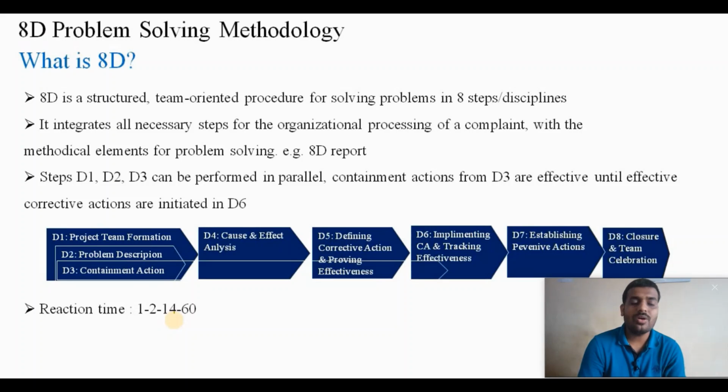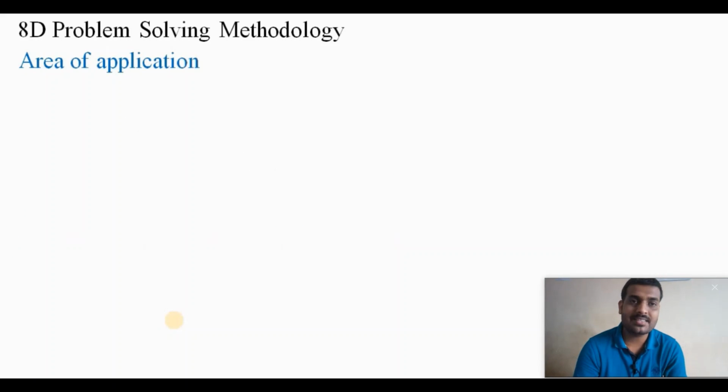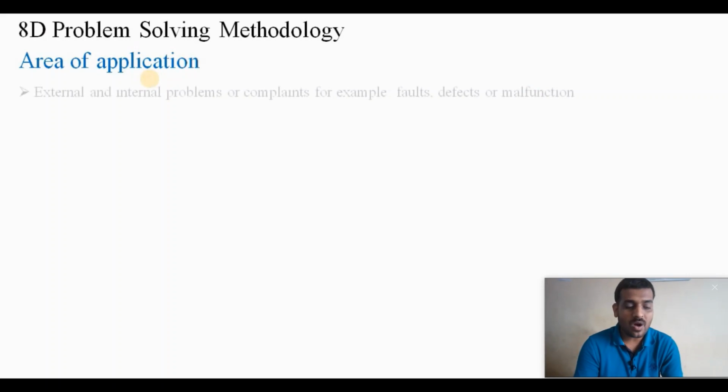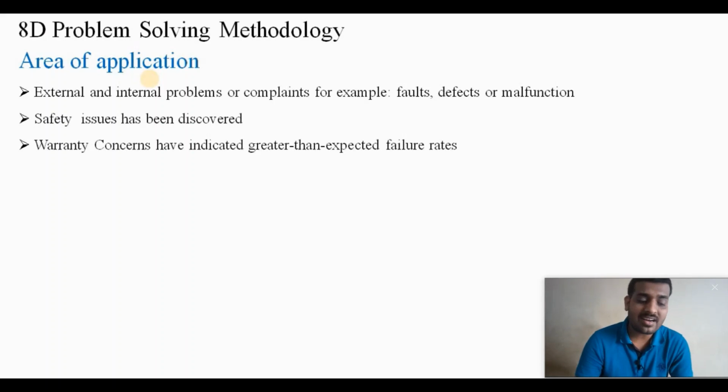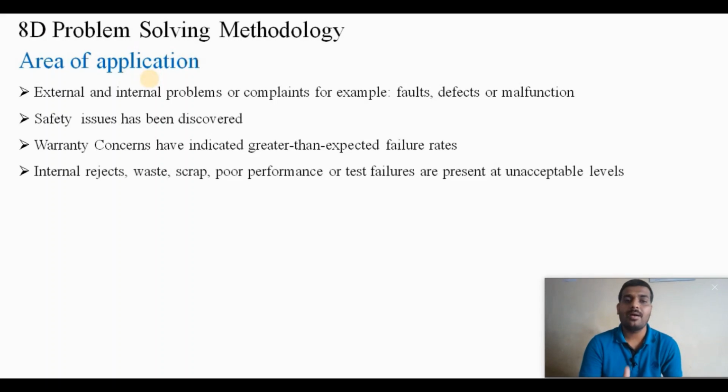Okay, so this 8D can be used for external and internal problems or complaints. If safety issues have been discovered, then also you can use 8D, or if warranty concerns have indicated greater than expected failure rates, or for internal rejection or scrap, poor performance or test failure, for these also you can use this 8D methodology. Okay, this is about the area of application. Now we will move ahead.